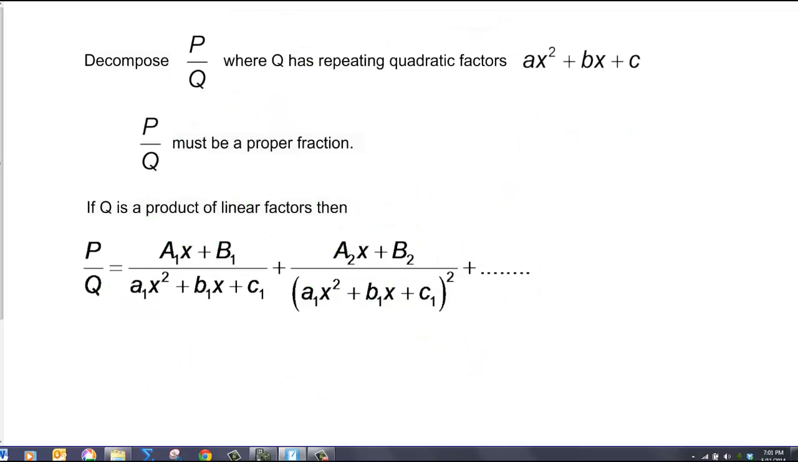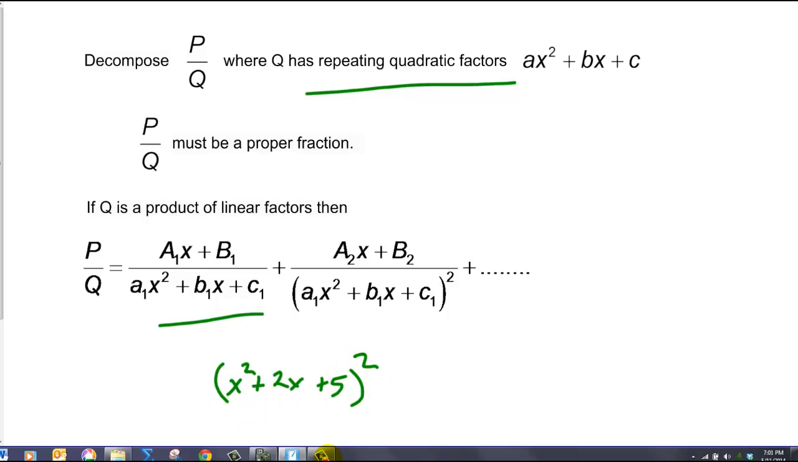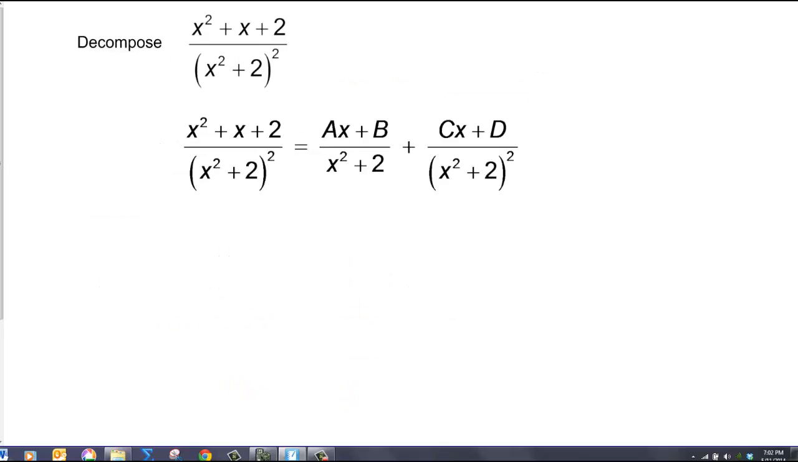So our last example is where we have a repeated quadratic factor. In other words, we have possibly something like x squared plus 2x plus 5 represented twice in our denominator. In that case, we have to represent the initial factor of x squared plus 2x plus 5 and its repeated factor, x squared plus 2x plus 5 quantity squared, in separate denominators. So I've done that in this problem. We have x squared plus x plus 2 over x squared plus 2 quantity squared.